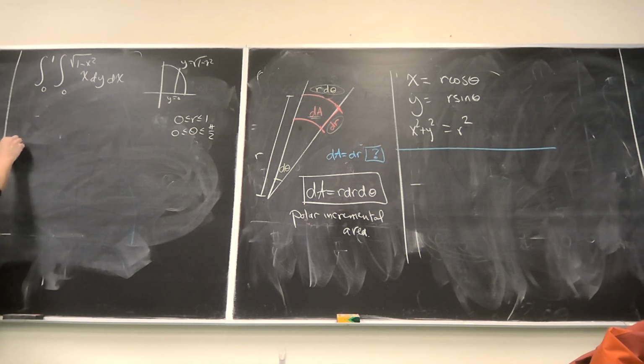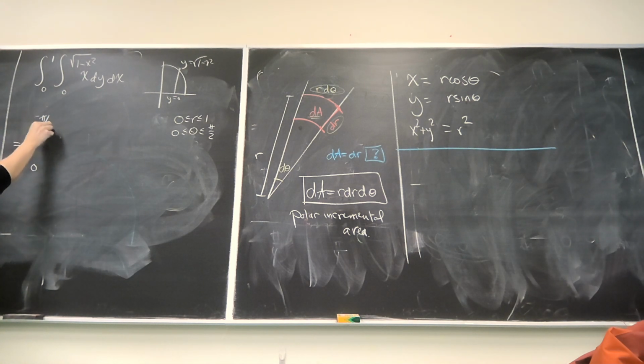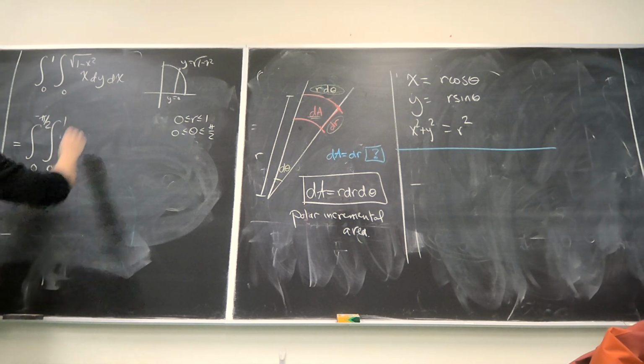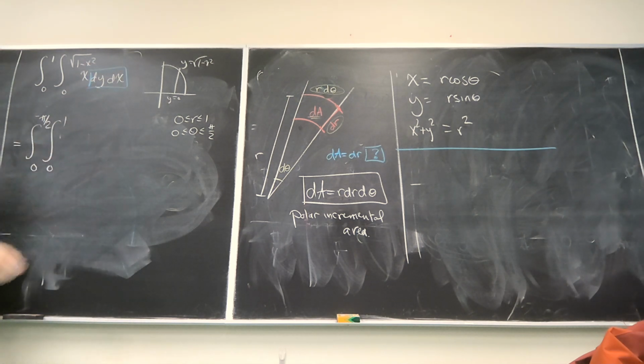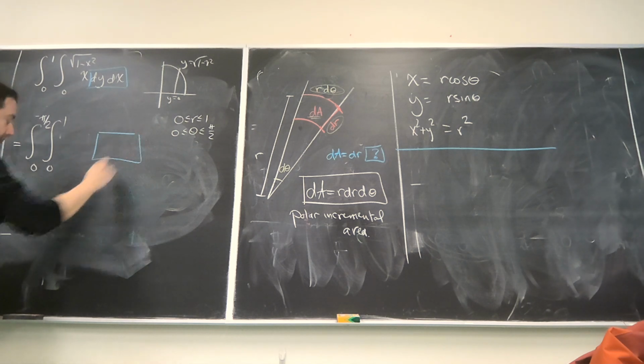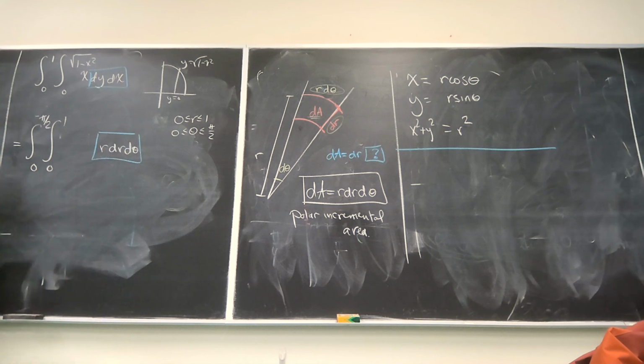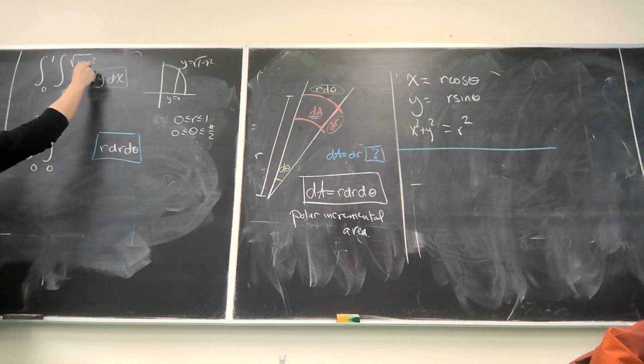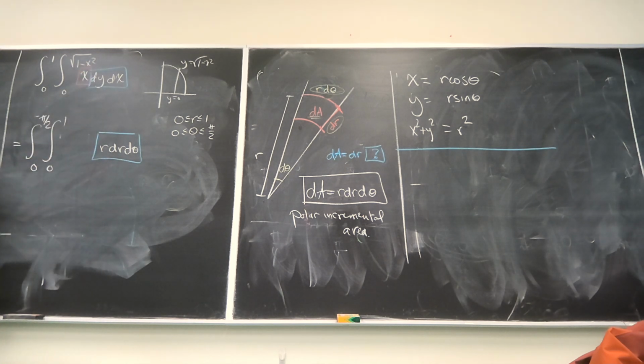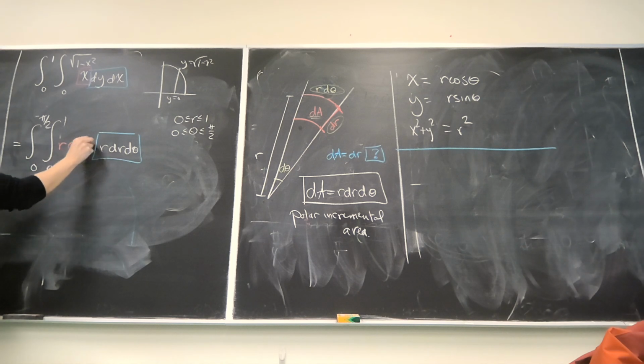So this integral is the same as the integral where angle goes from 0 to pi over 2, radius goes from 0 to 1. This thing right here, if I change coordinates from Cartesian to polar, is no longer dy dx. It is r dr d theta, because that's how you measure polar rectangle infinitesimal area. And the last thing we've got to get rid of is this x right here. But x is r cosine theta.